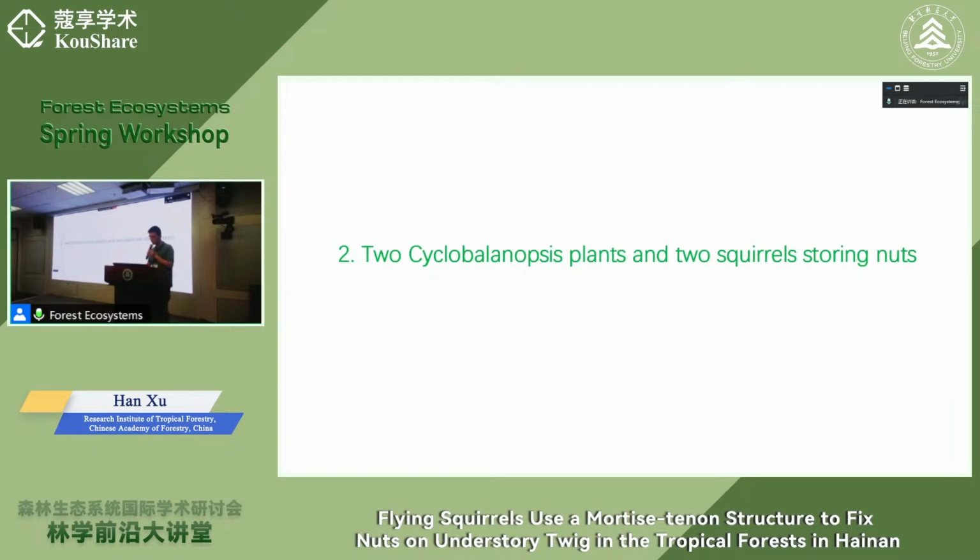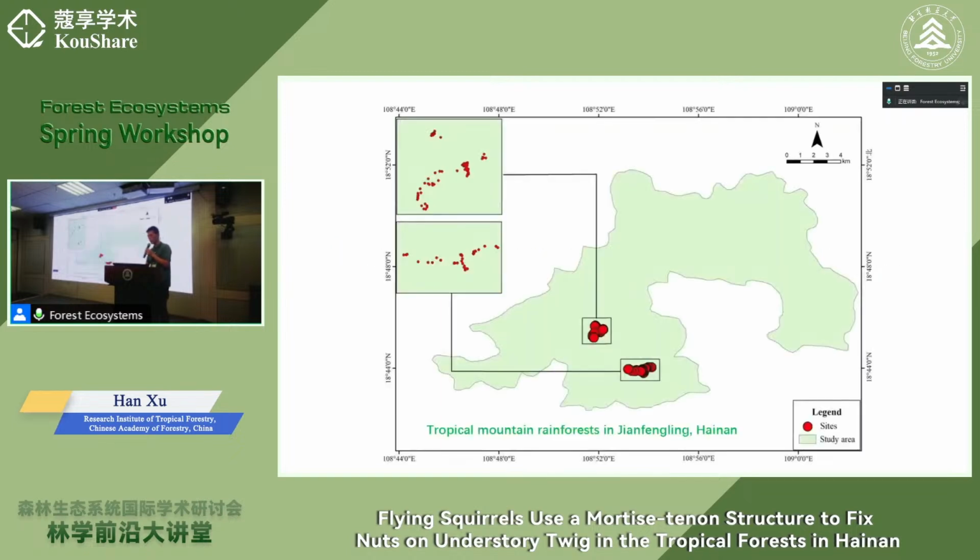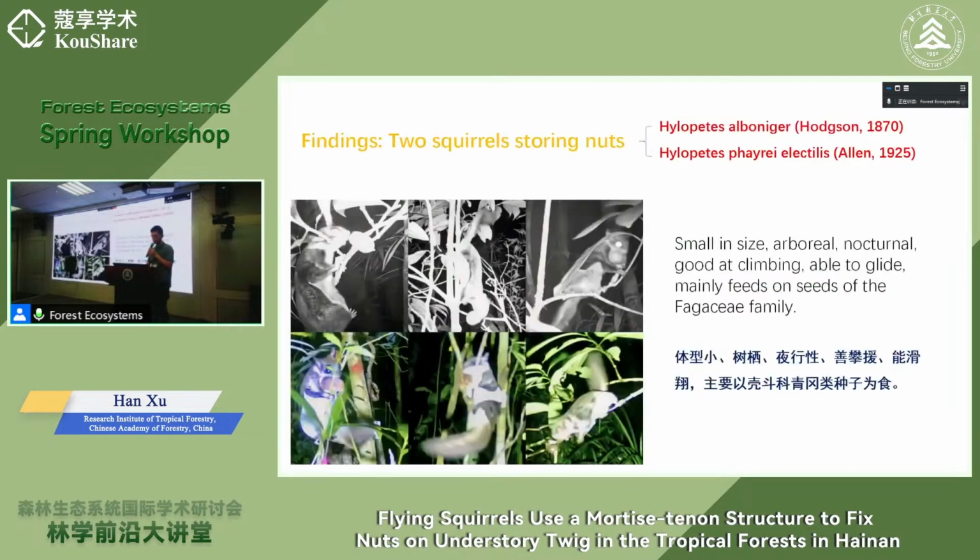After a detailed field investigation, we found that the 2 Fagaceae species are Cyclonopsis plants and 2 squirrels storing the nuts. These 2 study sites are our 2 big plots. One is 6 hectares and another is 64 hectares. We put many cameras in the field, so we know which kinds of squirrels store the nuts at night. These are the two kinds of squirrels that we identified by camera.